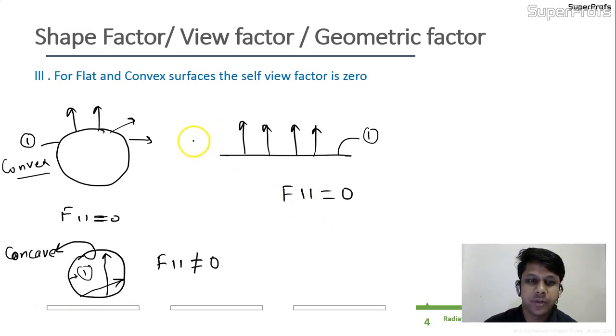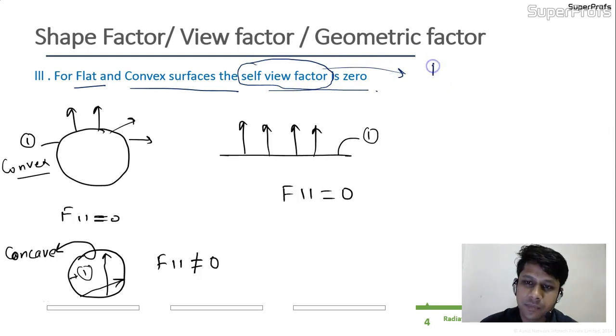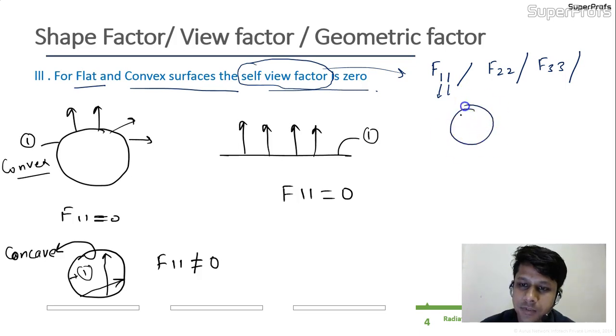Now there is one more important point. For flat and convex surfaces, the self-view factor is 0. What is the meaning of this self-view factor? Self-view factor means the shape factor of 1 with respect to 1, or of 2 with respect to 2, or of 3 with respect to 3. It means radiation emitted by 1, falling on 1. Let us say this is surface number 1, the internal surface. Radiated by 1, falling on 1, that shows the self-view factor.